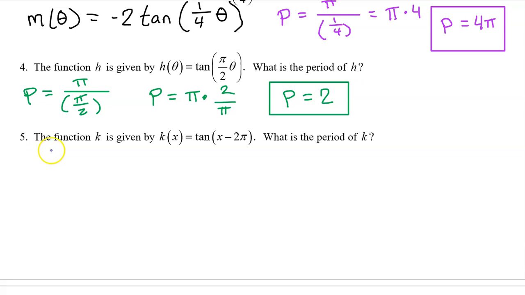Number 5. The function k is given by k of x equals the tangent of x minus 2 pi. What is the period of k? Well, we know that the period of a tangent function is always pi divided by the b value. There is no number that is visibly multiplying x in the front. That means the b value is 1. So the period is simply pi.